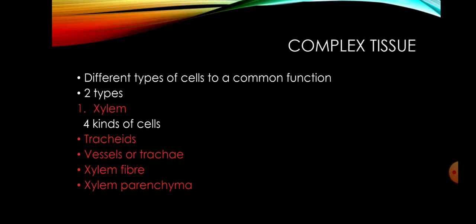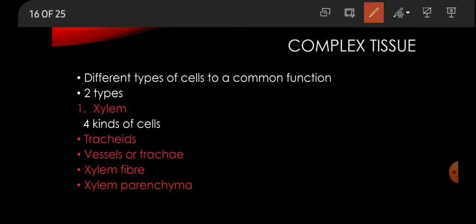So what were simple tissues? Simple tissues are the ones in which a single type of cell is present to perform a common function, while in complex tissues more than one type of cell is present to perform a common function. So now we will study those complex tissues. Now there are two types of complex tissues. First is xylem and the second one is phloem. So we will cover xylem first.